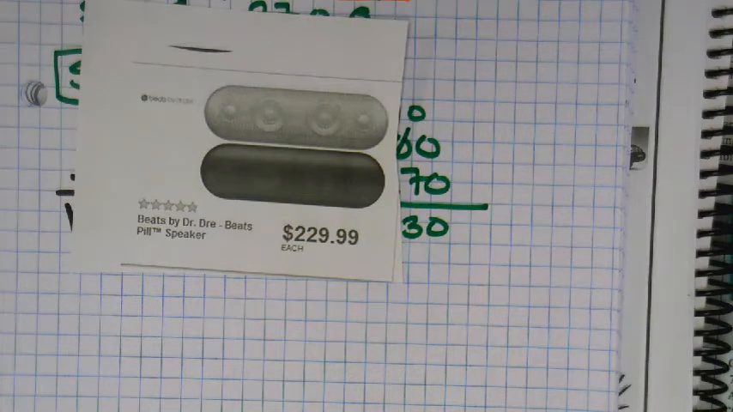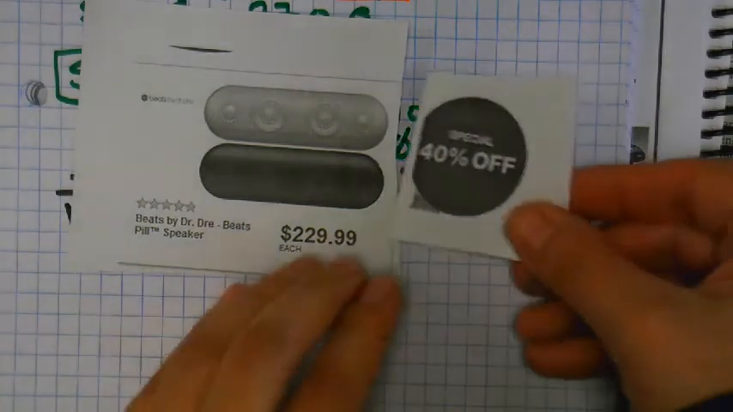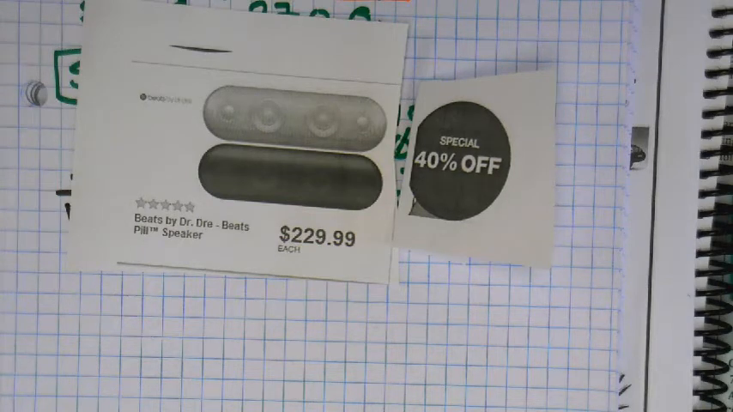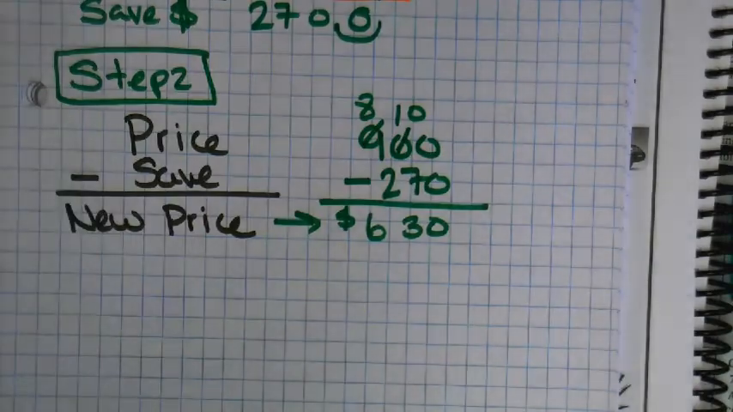$230. But because it's a Monday, I don't know why, they have a sale for 40% off. So am I going to pay $230? No. Am I going to pay more or less? Less. Because with a discount, we're going to take percent off. So your answer should be less than $230. All right, let's do the math.